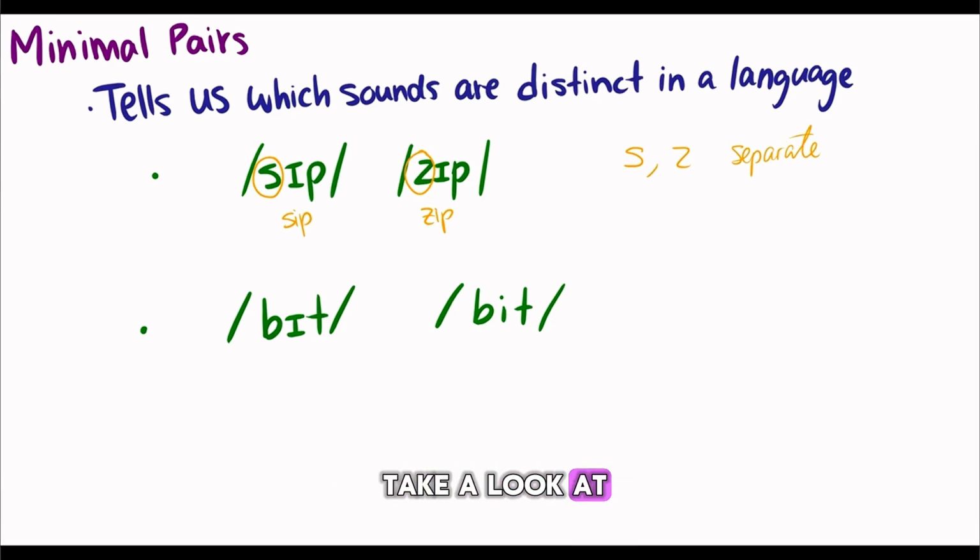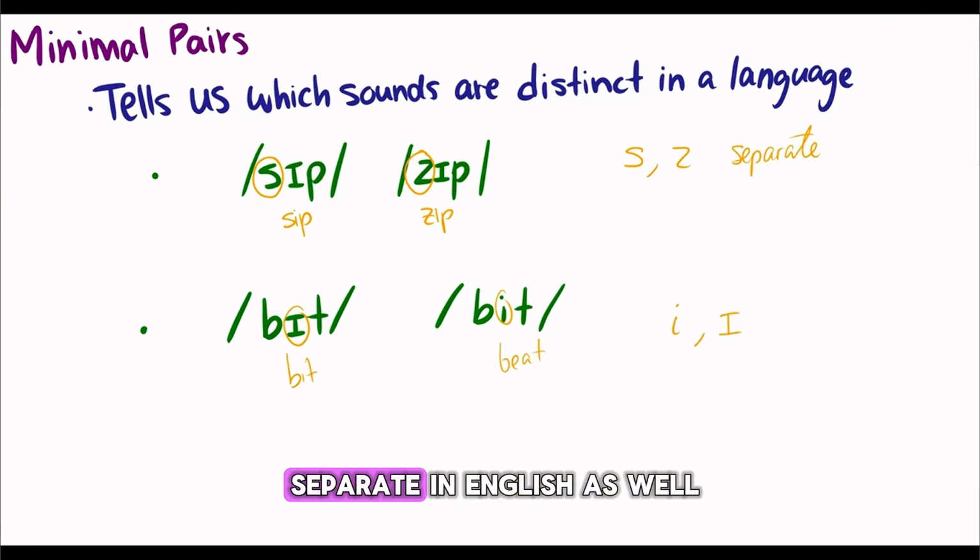And let's take a look at bit and beat. So this I and this E, we have the word bit, we have the word beat. They mean two different things, so they are minimal pairs, and they are separate in English as well.